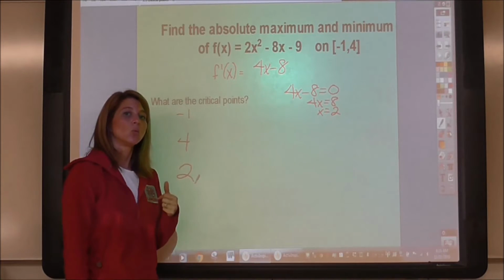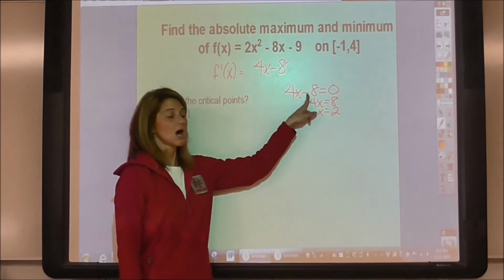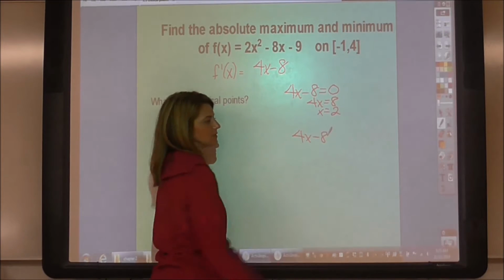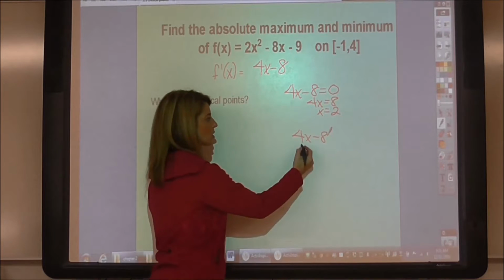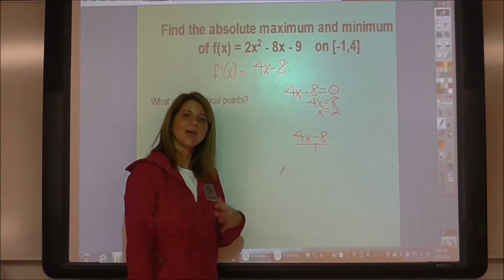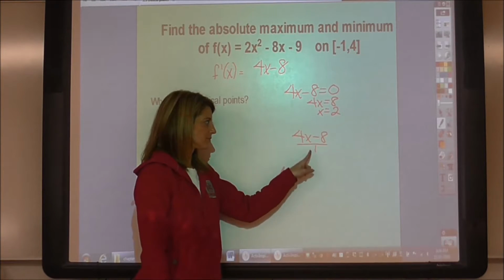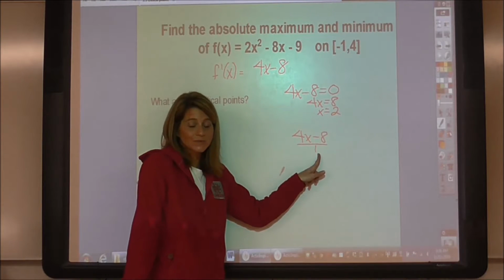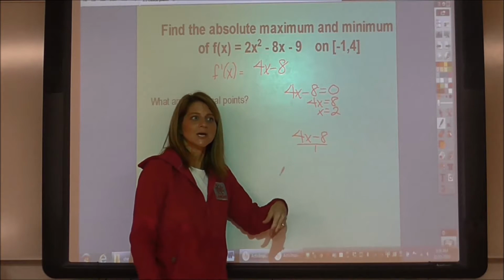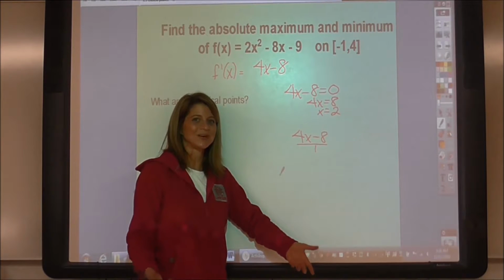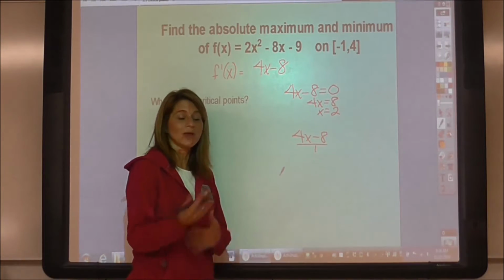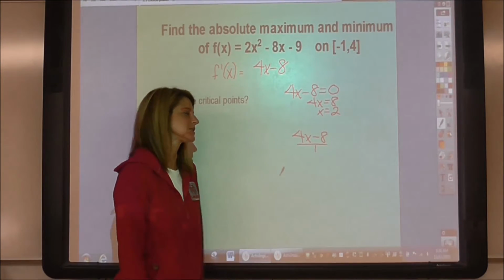Now the big question, where is this derivative undefined? Well, if you have 4x minus 8, really it is a fraction, it's all over 1, right? And will this derivative ever be undefined? Well, I don't think that denominator is ever going to be 0. It doesn't say 1x, it just says 1. 1 is never going to equal 0. So I don't have to worry about it being undefined. Good. Sometimes that happens. You've got to try it, but a lot of times it's going to happen.